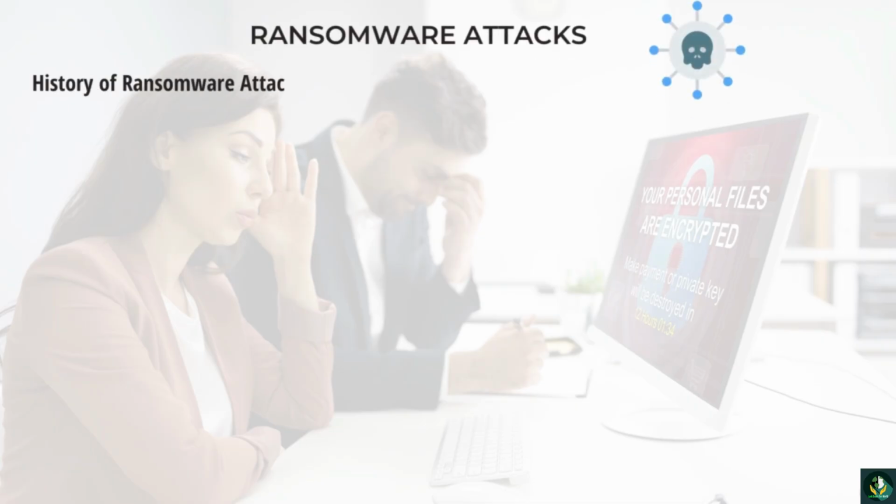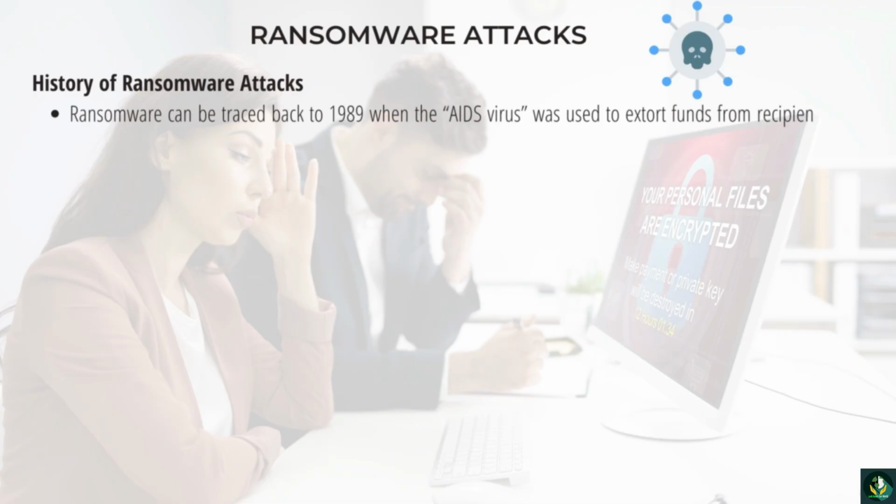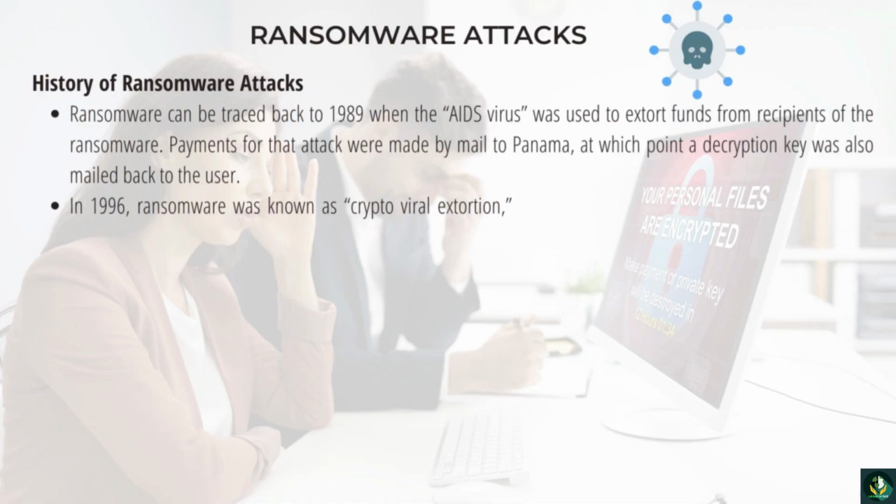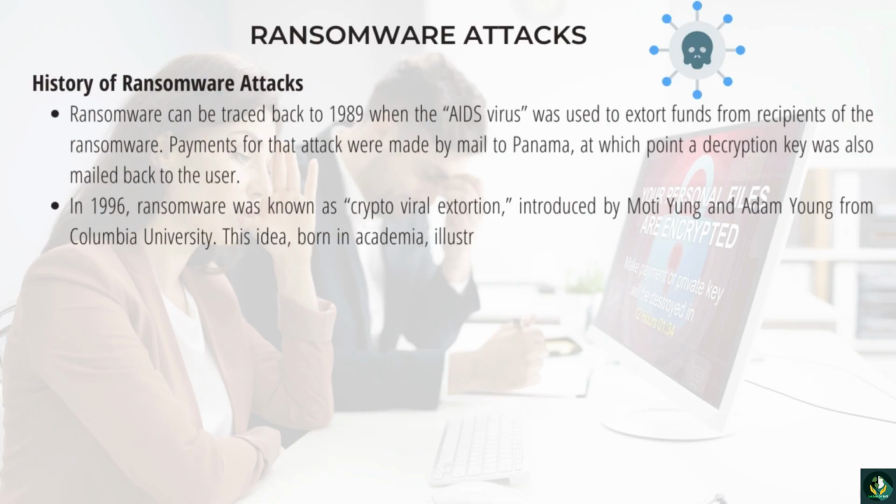History of ransomware attacks. Ransomware can be traced back to 1989, when the AIDS virus was used to extort funds from recipients of the ransomware. Payments for that attack were made by mail to Panama, at which point a decryption key was also mailed back to the user. In 1996, ransomware was known as cryptoviral extortion, introduced by Moti Yung and Adam Young from Columbia University. This idea, born in academia, illustrated the progression, strength, and creation of modern cryptographic tools.